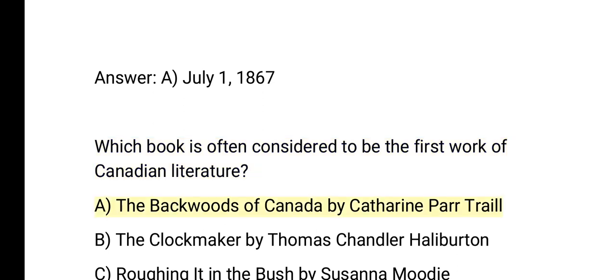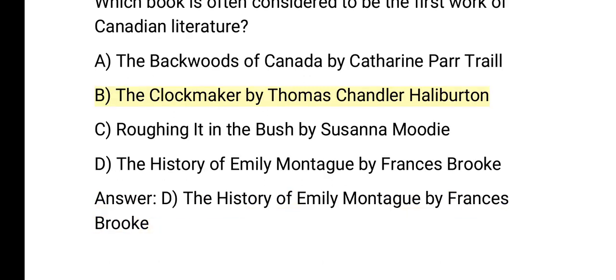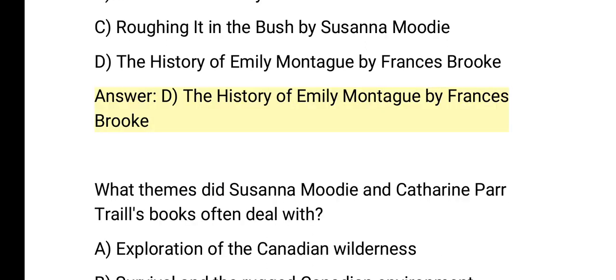Which book is often considered to be the first work of Canadian literature? A. The Backwoods of Canada by Catharine Parr Traill. B. The Clockmaker by Thomas Chandler Haliburton. C. Roughing It in the Bush by Susanna Moodie. D. The History of Emily Montague by Frances Brooke. Answer. D. The History of Emily Montague by Frances Brooke.